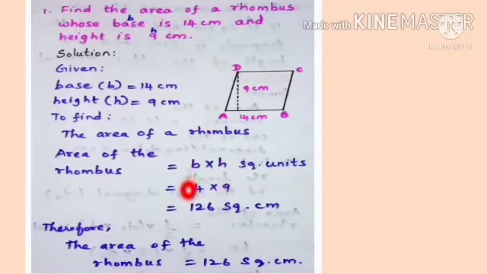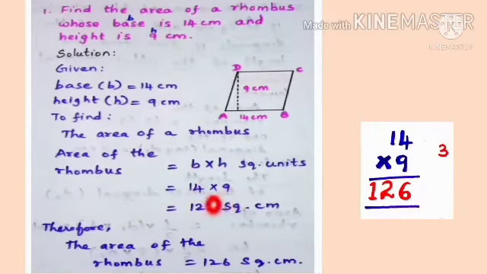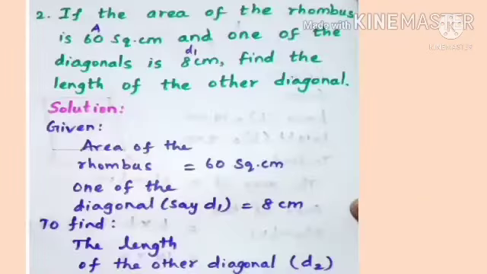In the next step, just substitute the values of b and h and multiply both the values. So b is 14 into h is 9. 14 into 9 is 126 square centimeter. Therefore the area of the rhombus is 126 square centimeter.